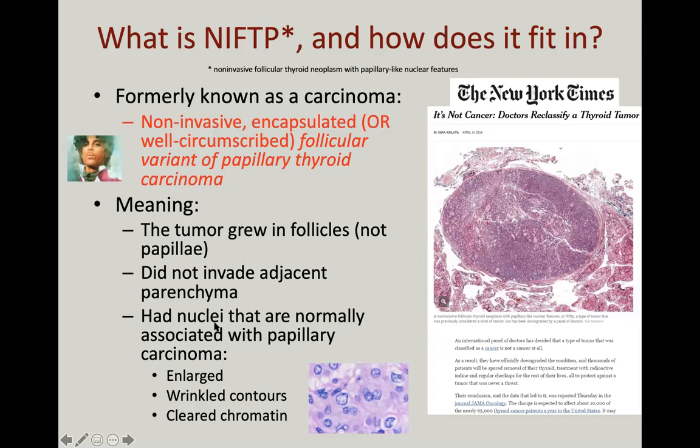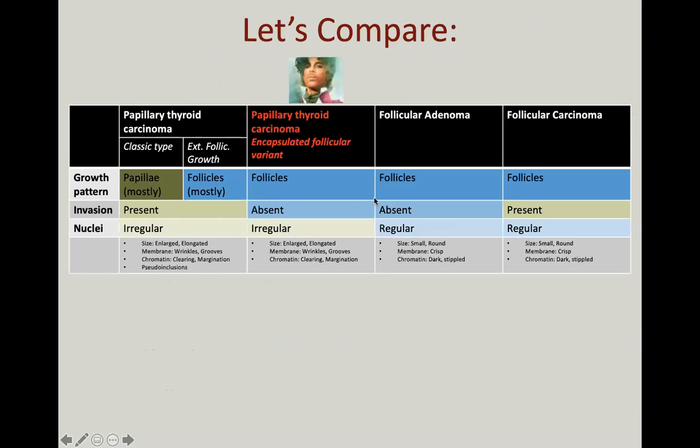Sounds almost like a follicular adenoma, right? But the only difference was it had nuclei that are normally associated with PTC: enlarged, wrinkled, cleared. So for all other intents and purposes, on low power this is a follicular adenoma, but on high power it has nuclei that resemble PTC. So in the past, this was called the follicular variant of PTC. But based on some outcome analysis of these particular lesions, they were found to basically not metastasize, not behave like carcinomas, and therefore the name was changed to a non-malignant diagnosis, i.e. non-invasive follicular thyroid neoplasm, okay?